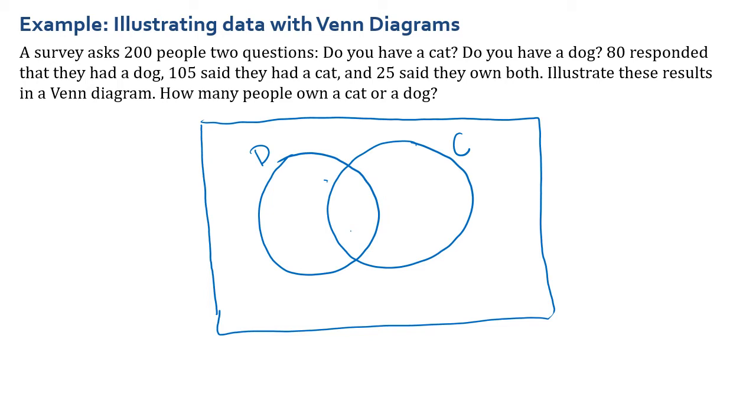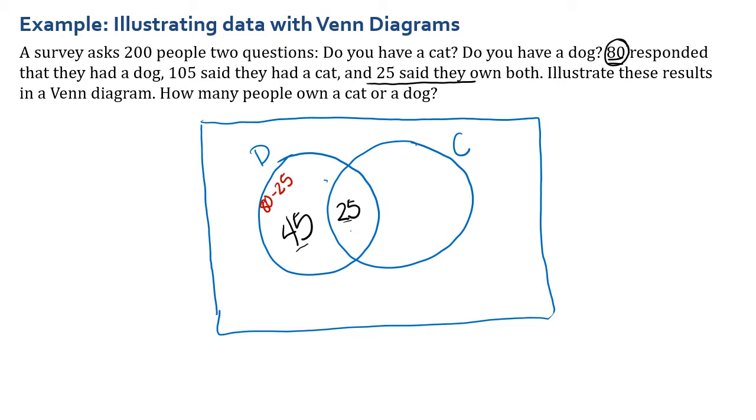So again, start in the middle. So 25 said they had both. So that goes right in this intersection here. So 25 had a dog and a cat. So now we can kind of work backwards. 80 people said that they had a dog. They didn't say they only had a dog. They just said they had a dog. So to figure out what's left to put in this circle, we would do 80 minus 25 since I've already counted 25. And that leaves me with 45 people that have just a dog. And again, when you add this 45 plus 25, you'll get the 80 that responded to having a dog.